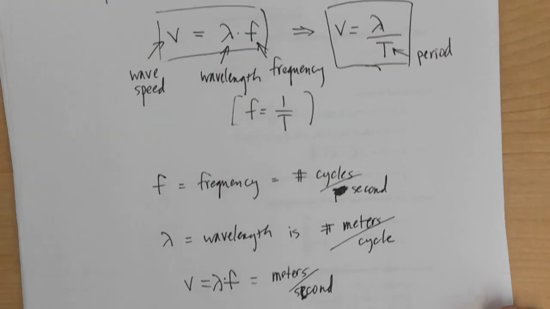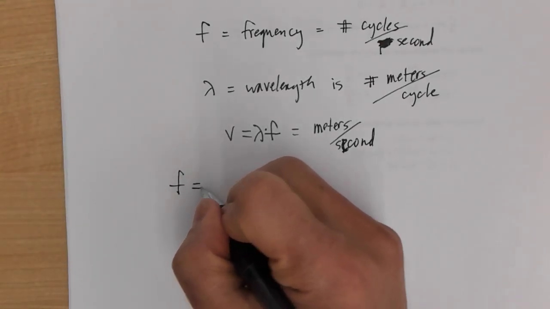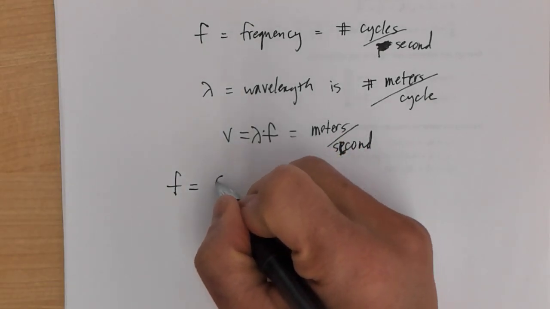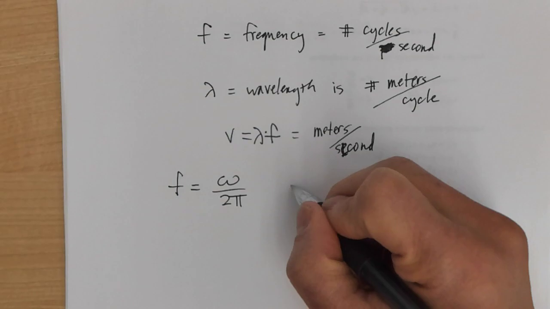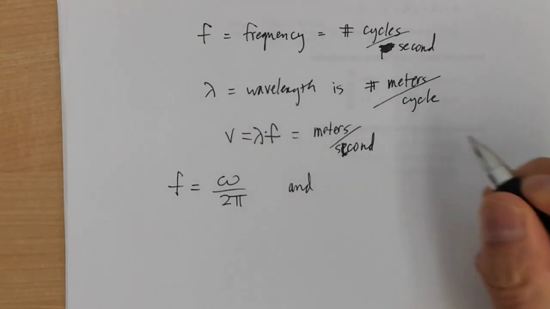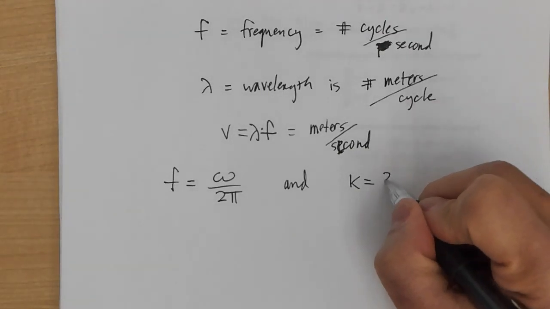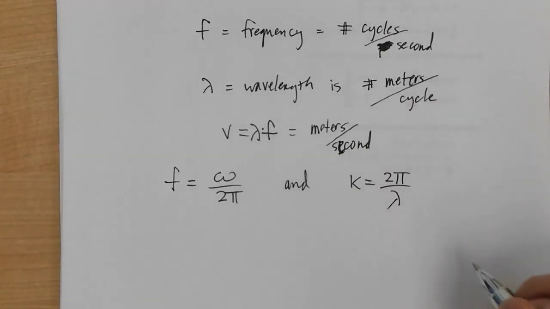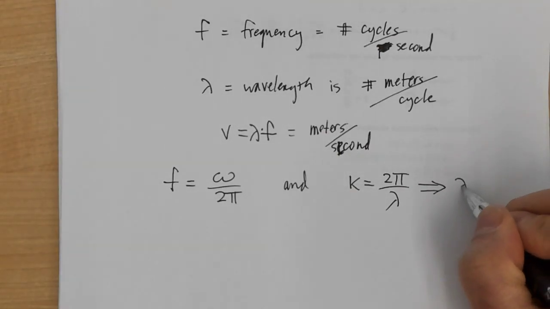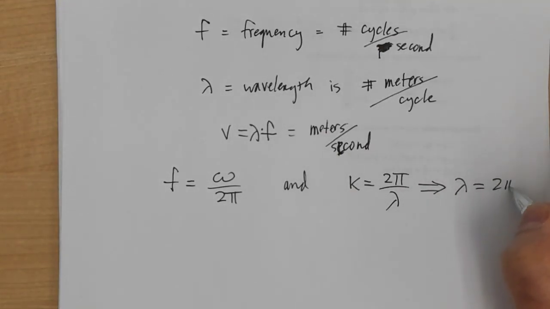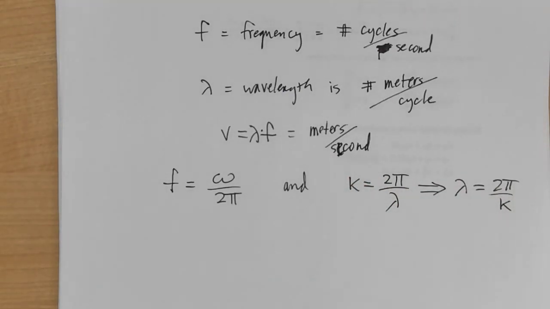Let me write down another formula. Okay, so we know the frequency is the angular frequency divided by 2 pi. And we also have that the angular wave number is 2 pi divided by lambda. Let me write this in a different way: lambda is equal to 2 pi divided by k. You cross multiply and divide by k.